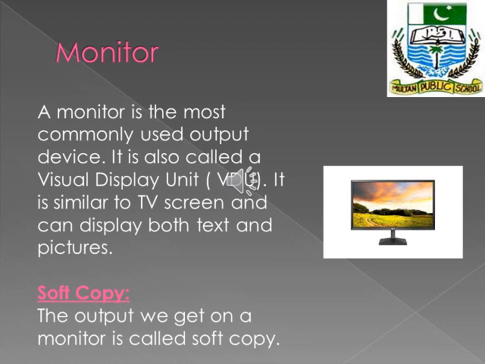A monitor is the most commonly used output device. It is also called a visual display unit. What is the name? VDU. V stands for visual, that means you can see. D stands for display, meaning it is displayed for us. U stands for unit because it is a single object, so it is called a unit. A monitor is very similar to a TV screen and it can display both text and pictures.